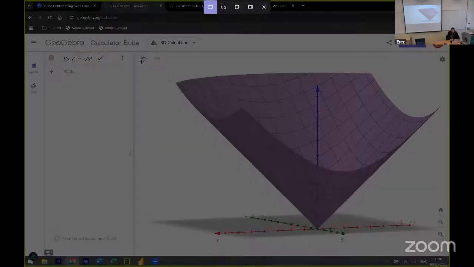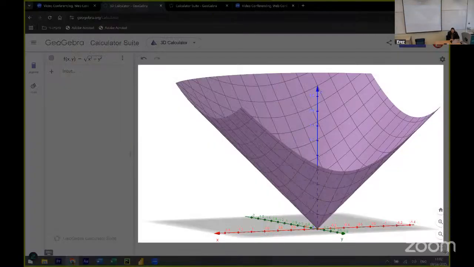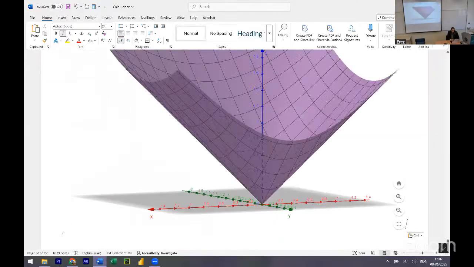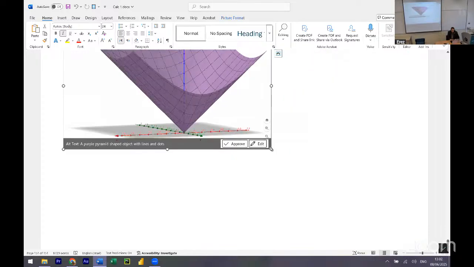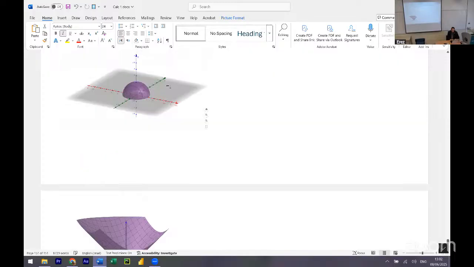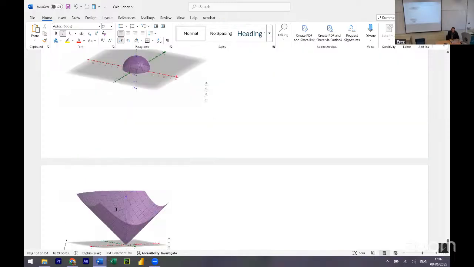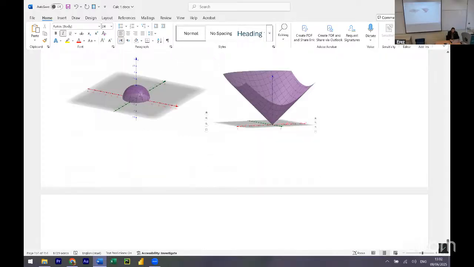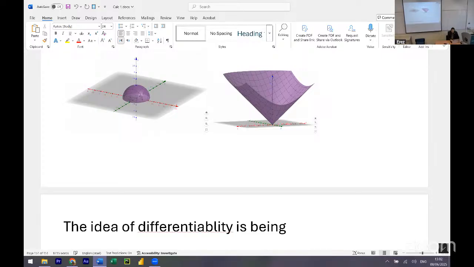That's this pretty picture. Let's put it as well. But that is more than you need to know, but it's important for you to understand the idea of differentiability is being linear locally. Okay, I'll write it. So the idea of differentiability is being locally linear. Okay.